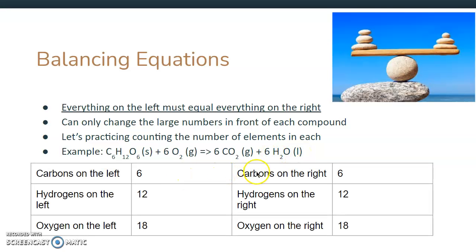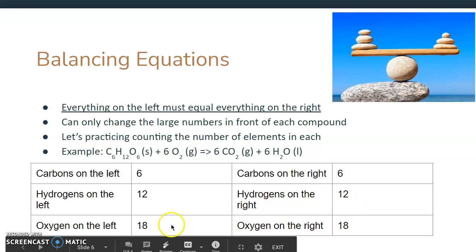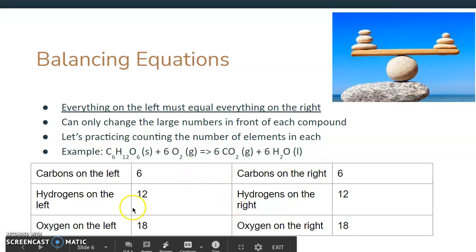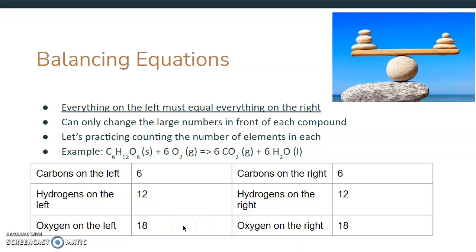So I counted all these out and wrote them down. On the left we have 6 carbon, on the right we have 6 carbon, 12, 12, 18, and 18. So what that means is this is a balanced equation. We have just as many carbons on the left as on the right, just as many hydrogens on the left as on the right, and same for the oxygens.